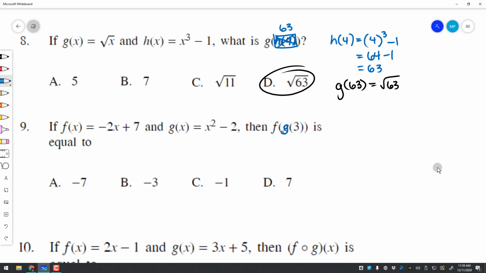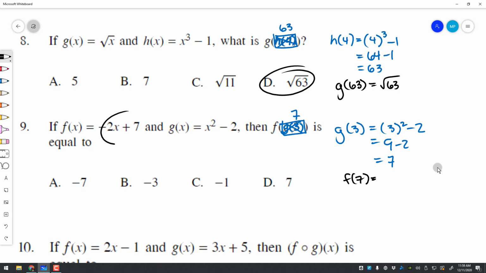Let's start from the inside here. Let's figure out what g of 3 is. We go to g, which is x squared minus 2, 3 squared minus 2, which is 9 minus 2, which is 7. So again, the inside function here evaluates to 7. Let's find f of 7.